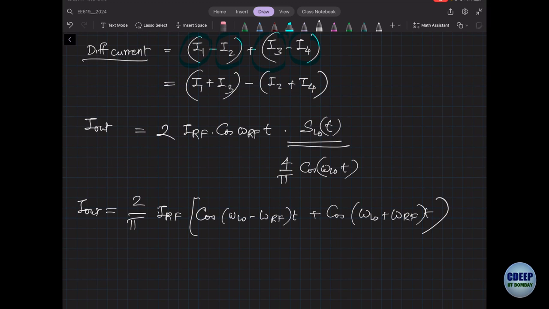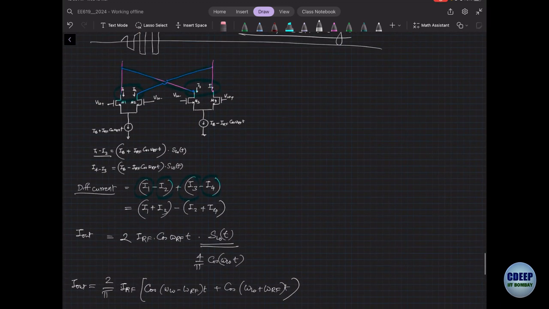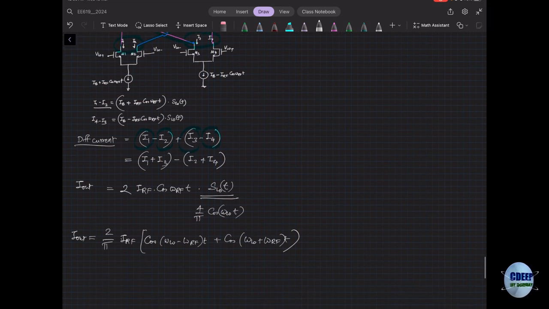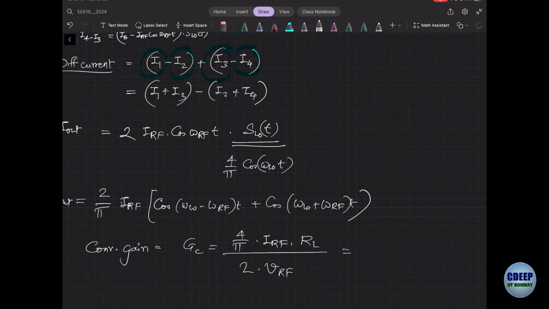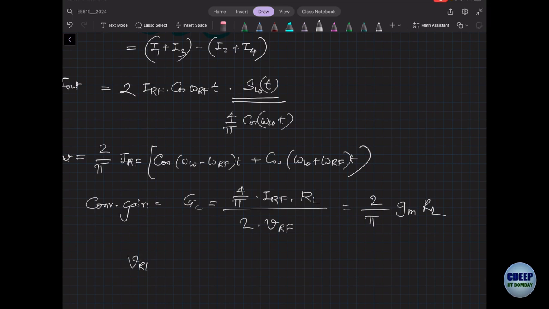So what is going on here? Now, if you look at this, is there an omega LO term in here? Is there a chopping going on? Chopping is going on at the intermediate level, but when the final thing is added, the bias current is not getting squished, because it's getting cancelled in the 2 cases. So the conversion gain, VRF to the output, is GC equals 4 divided by pi IRF RL divided by 2 times VRF, which will be equal to 2 divided by pi GM times R. Here we are saying that VRF will produce IRF, and IRF divided by VRF is equal to GM.